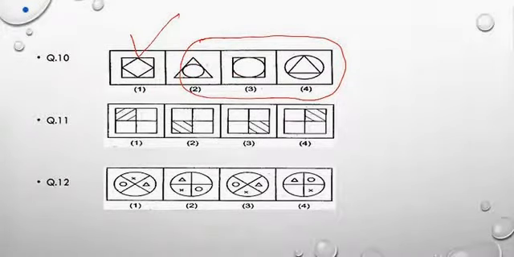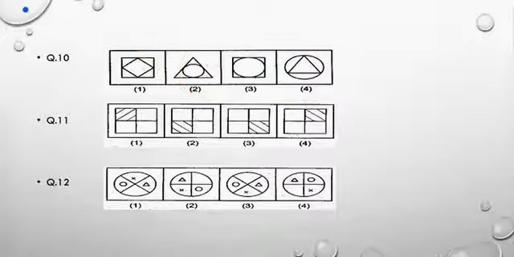Now let's move on to the next problem. In the next question, question number 11, there are 4 problem figures given. In each of the problem figures, there is one rectangle which is outside, and the rectangle has been divided into 4 parts with the help of 2 lines intersecting each other.